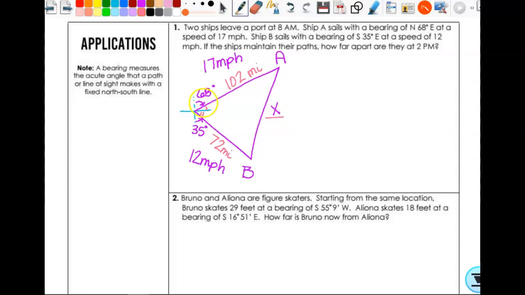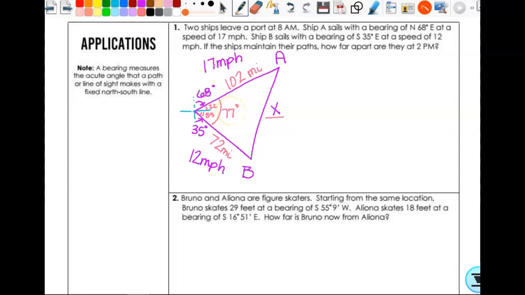180. I could add these two together and subtract them from 180. Either way works. You get the exact same answer either way you do it. I believe you get 77. Yeah. Because this is 22 and this is 55. And then, so this whole big angle is 77 degrees.